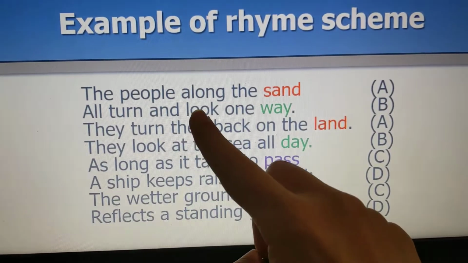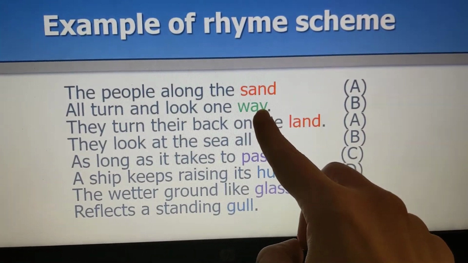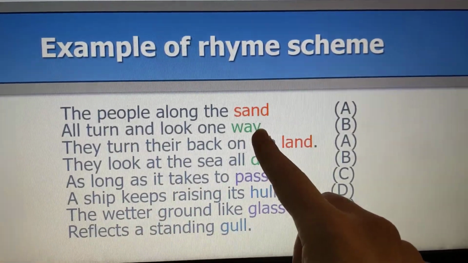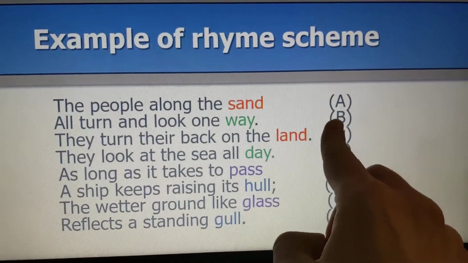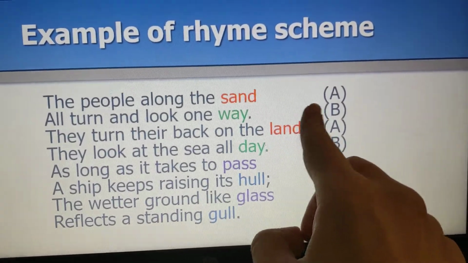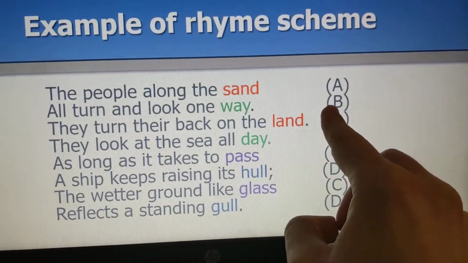Look at the second line. All turn and look one way. So does sand and way rhyme? That's right, no, they do not. So then you keep going in the alphabet for rhyme scheme and you give that one a B. So if they do not rhyme, just like sand and way do not rhyme, you label that with a B.